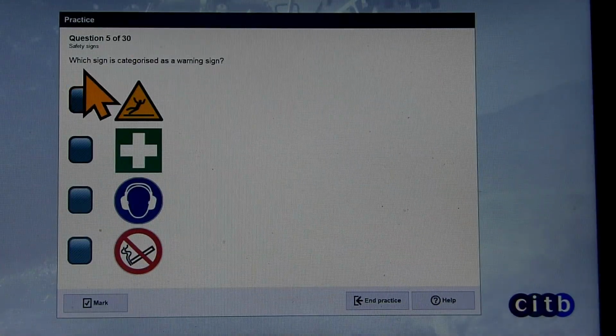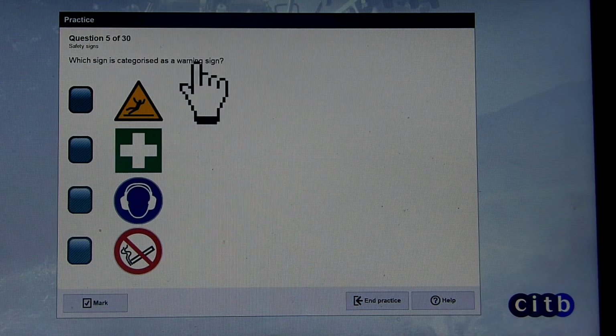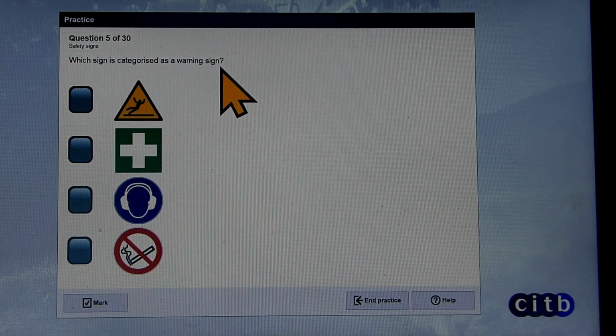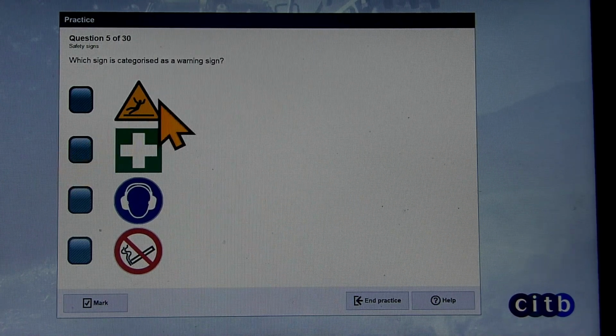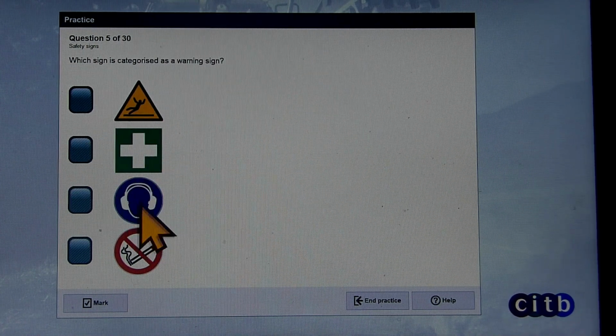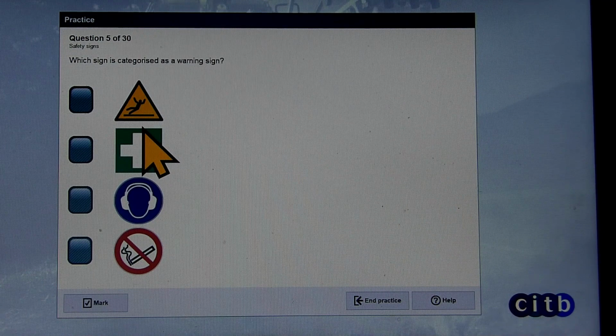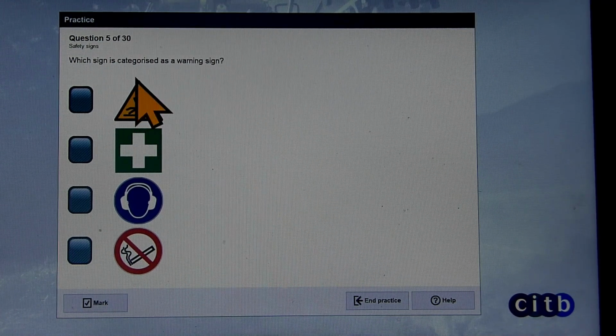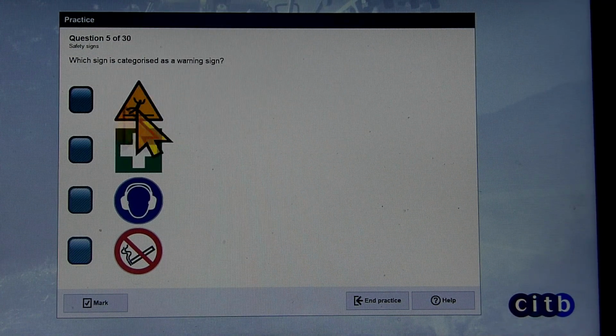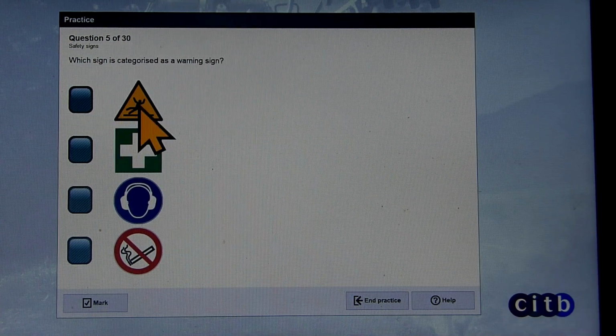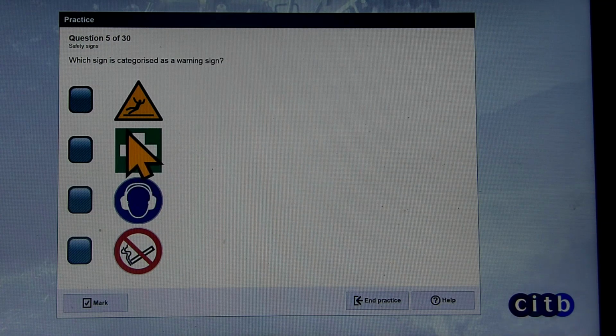Okay. Which sign is categorized as a warning sign? Let me mention four of them. By the way, they are very, very important. For four of them, we need to mention what the meaning is. For the first one, if it's yellow with a triangle, that means warning. About this one, this is for safe condition. Green is always safe condition.